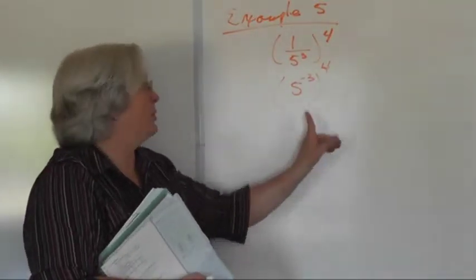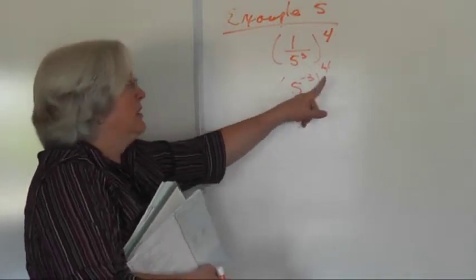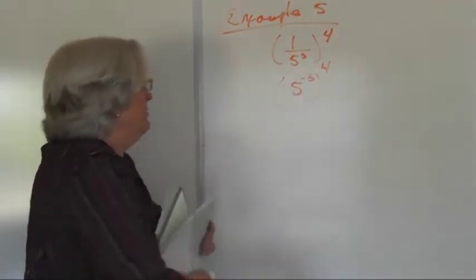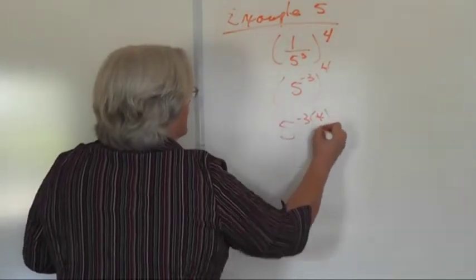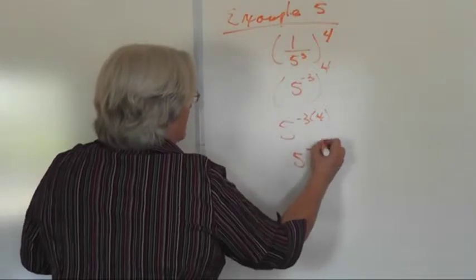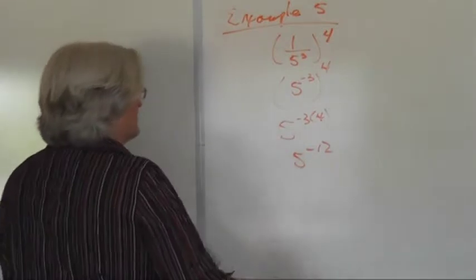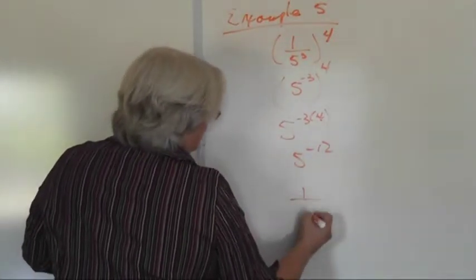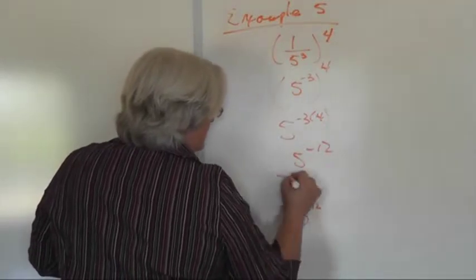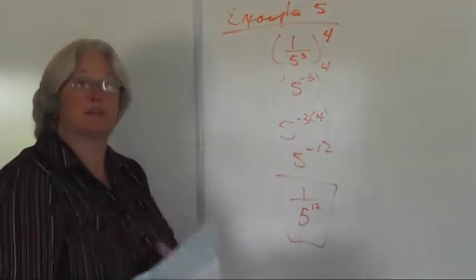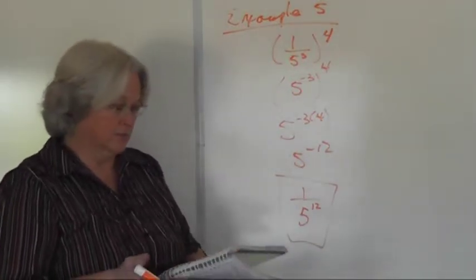So what does our power rule say? It tells us that if you have an exponential that's raised to a power, what you need to do is multiply the exponents. So you have 5 to the minus 12. We want to give our solution using positive exponents. The reciprocal of 5 to the minus 12 is 1 over 5. We change the sign on the exponent, and we have 1 over 5 to the positive 12.